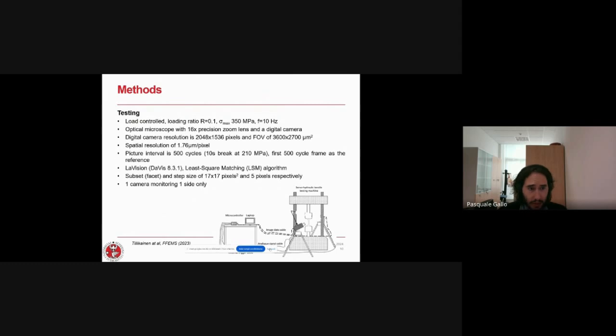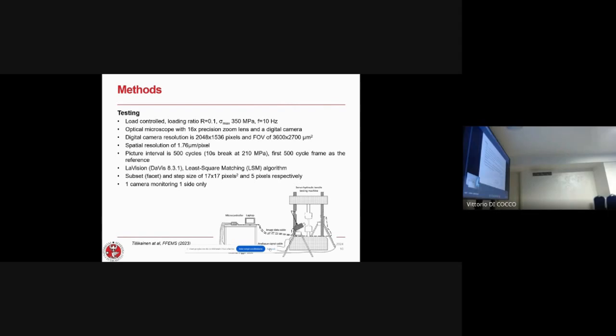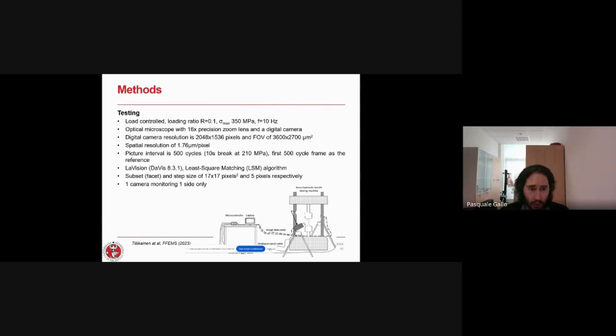Then we go to the testing. We realized load controlled fatigue testing with a loading ratio of 0.1. We have a maximum stress of 350 megapascal, and we monitor the crack area with a digital camera. We have the resolution you can see here in the slides. We try to limit the field of view as much as we could and focus around the notch. We obtain a spatial resolution of 1.76 micron per pixel.